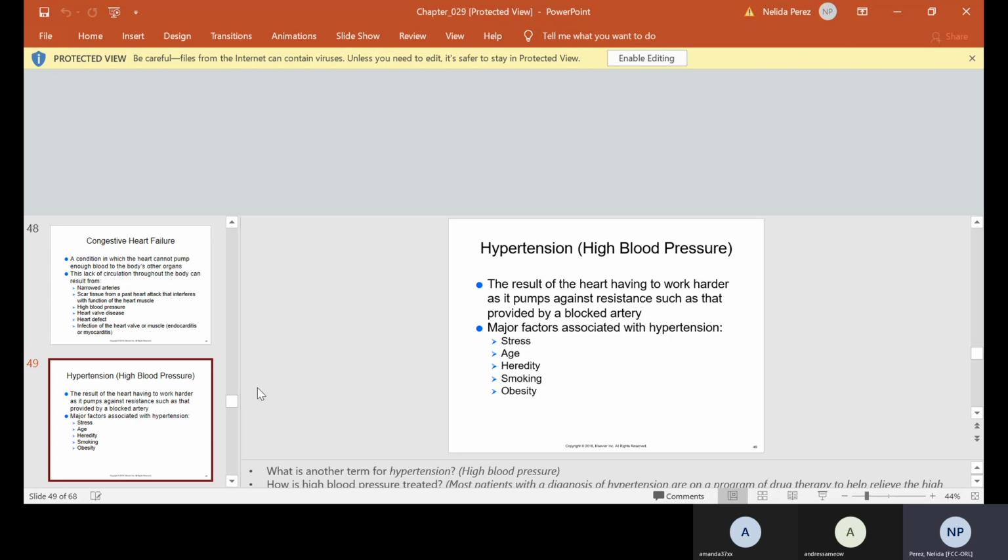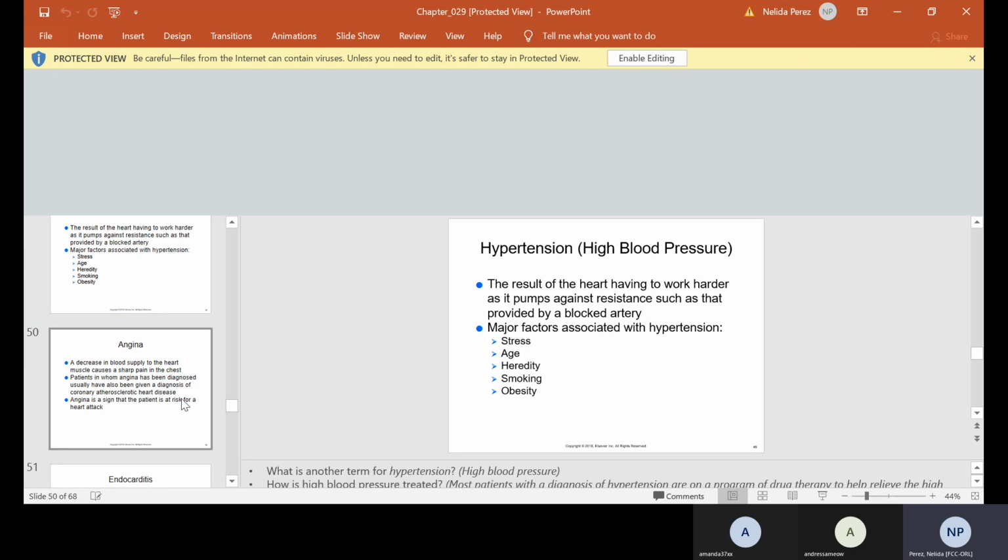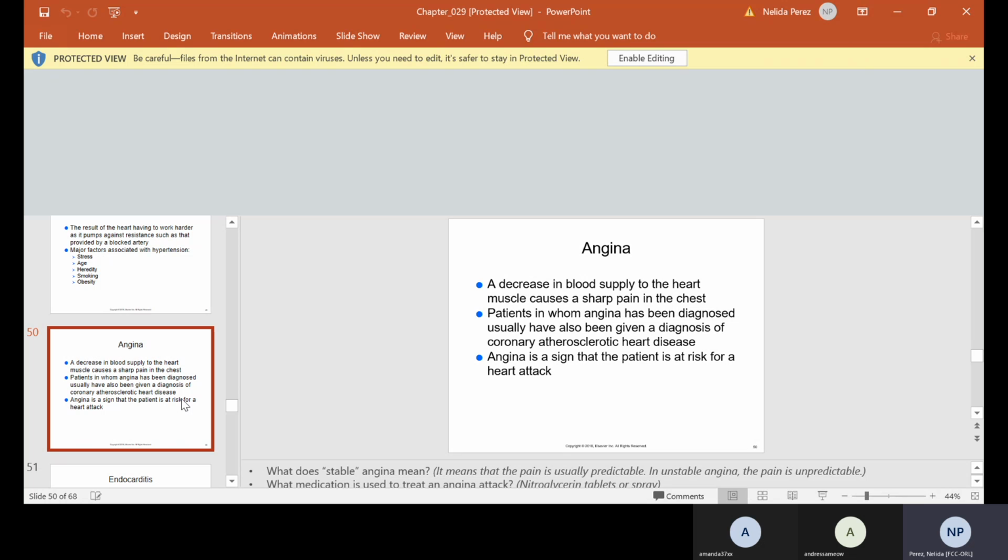Hypertension, high blood pressure, the result of the heart having to work harder as it pumps against resistance such as that provided by a blocked artery. And the major factors are stress, age, heredity, smoking, and obesity. Angina, a decrease in blood supply to the heart muscles, causes a sharp pain in the chest.